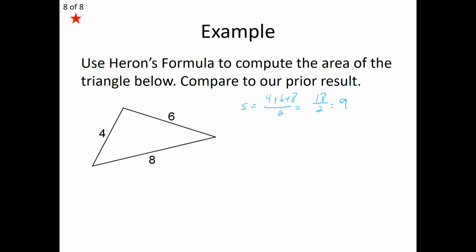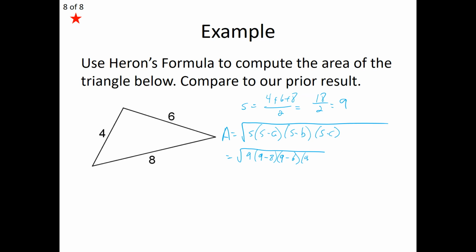Now we dive into Heron's formula. Heron's formula looks like this. It's the square root of the semi-perimeter times the semi-perimeter minus A times the semi-perimeter minus B times the semi-perimeter minus C. It honestly doesn't matter which sides we use for A, B, and C, as long as we use each side exactly once. So I'm going to do the semi-perimeter, which is 9, times the semi-perimeter 9 minus my first side, A, which is 8, times my semi-perimeter 9 minus my second side, 6, and then times my semi-perimeter 9 minus 4. So what we end up getting is the square root of 9 times 1 times 3 times 5.